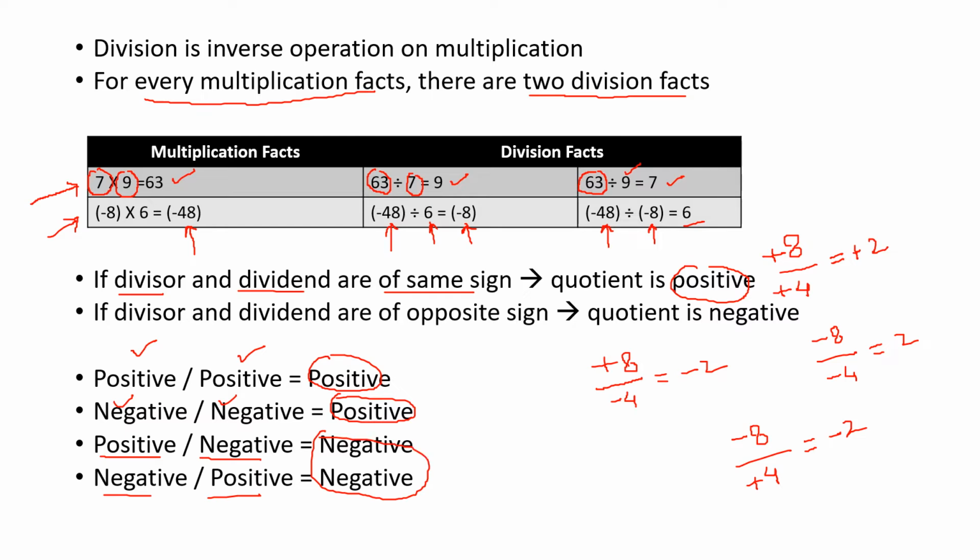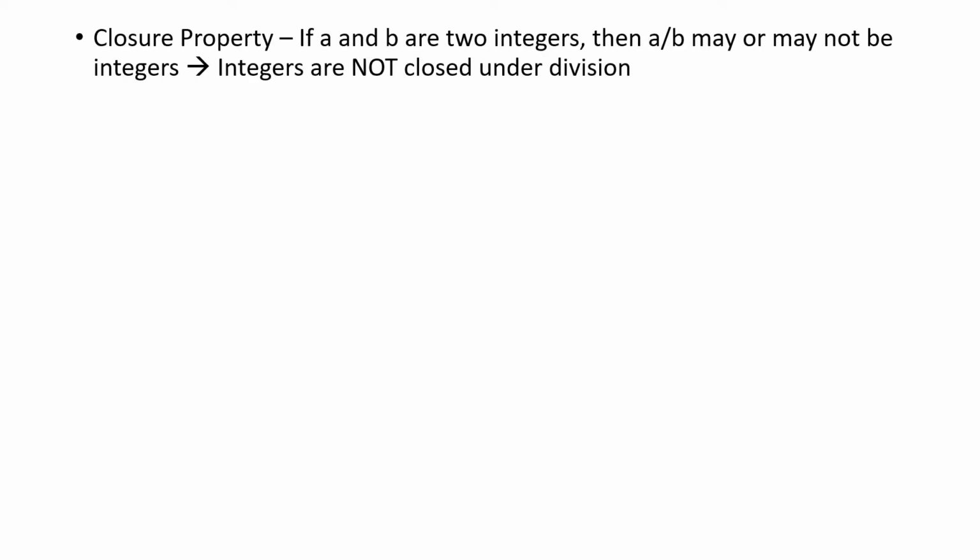Now, for division, there are some properties of integers. Let's discuss those properties. Closure property. You remember addition. For addition, integers are closed. If you add two integers, the result will be an integer. Similarly, if you subtract two integers, then also the result will be an integer. And if you multiply two integers, then also the result will be an integer. So they all are closed for integers.